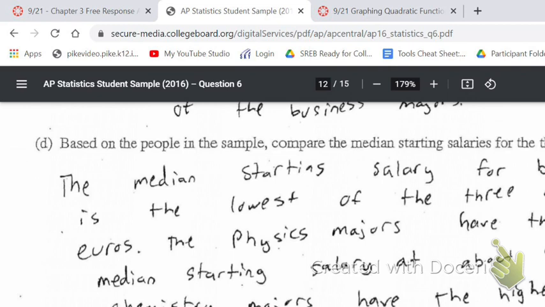For this particular part of the question, it was just saying compare the median starting salaries, so we had to identify a reasonable estimate for those median starting salaries, and then kind of rank them. That would be our comparison here in this case. Overall, on this section, this student got it essentially correct.